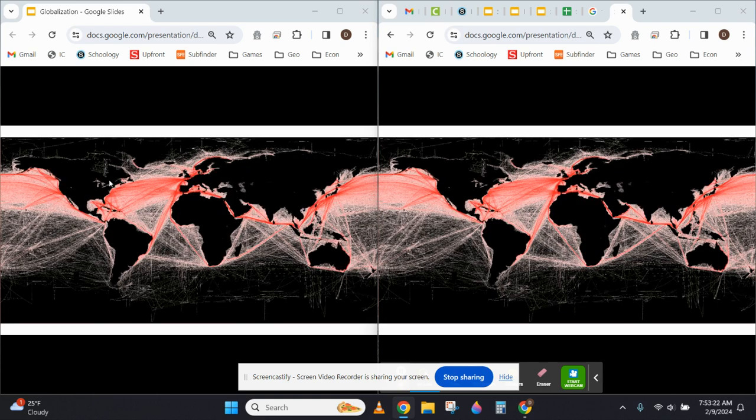Here's a map showing all the different shipping lanes throughout the ocean. You can see a lot of them are going in and out of China, Japan, United States, Europe, and a lot of shipping going on. This makes it very easy for us to get our products very cheaply, but it tends to be bad for the environment.